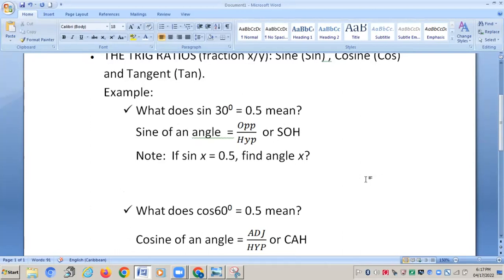Somebody just messaged me: when do we know how to use sine, cosine, tan? We haven't reached that part. As soon as I finish what I'm doing right now, I will show you how to answer the questions and how to determine which of them to use. That's a very good question though.